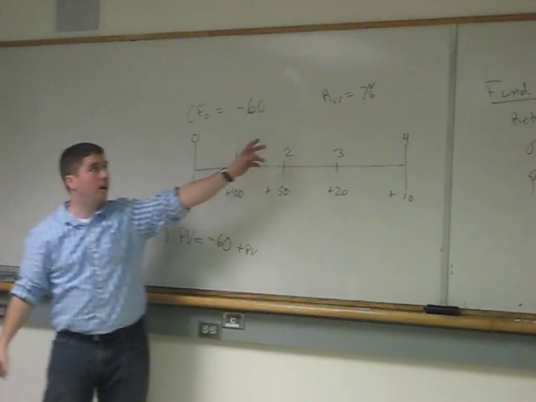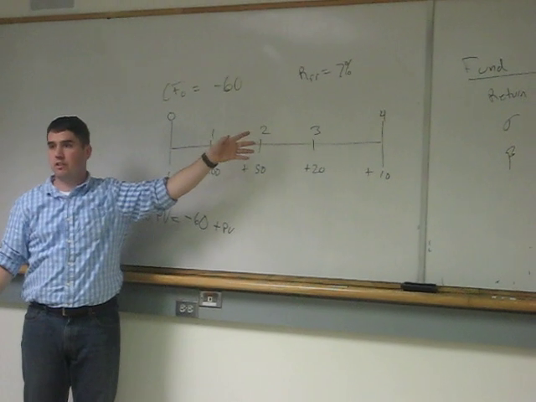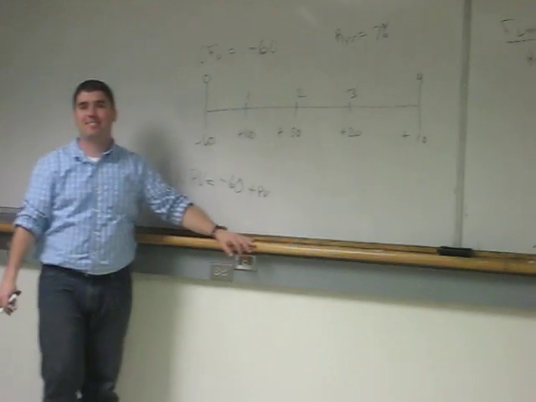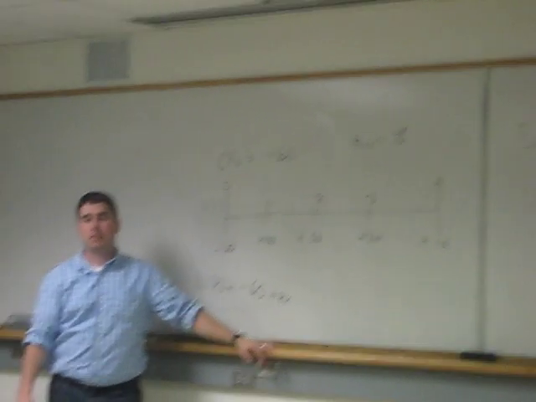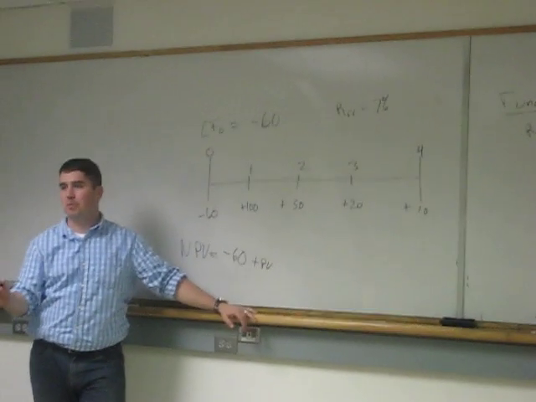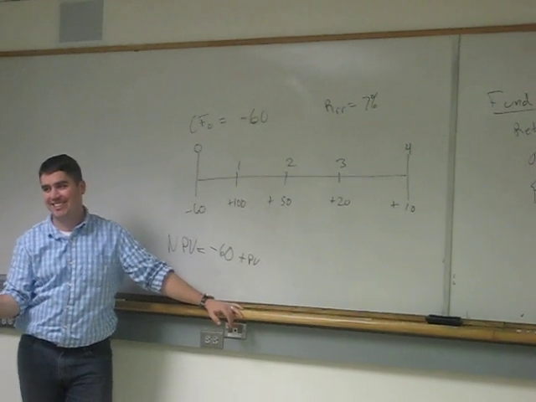You get a required rate of return, RRR. I just call it RRR. What is RRR? Required rate of return. So let's say you have a required rate of return of 7% to do a project.